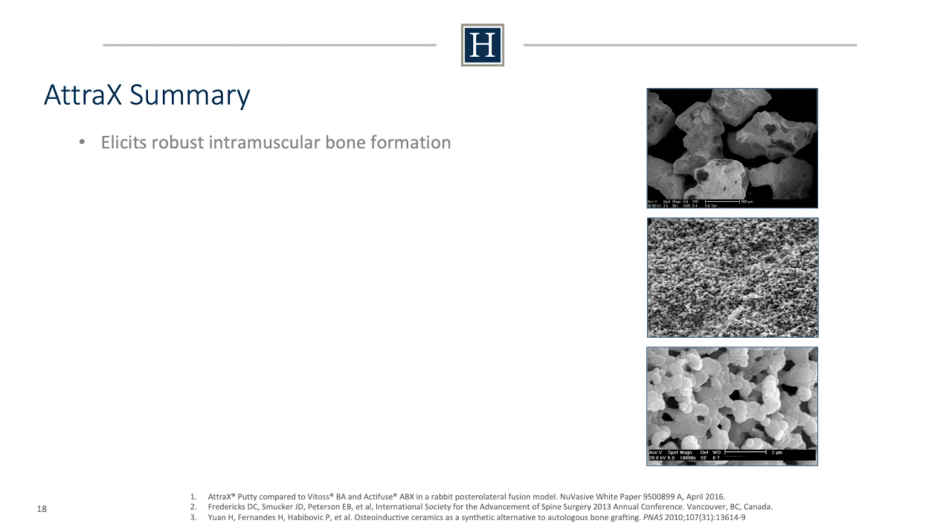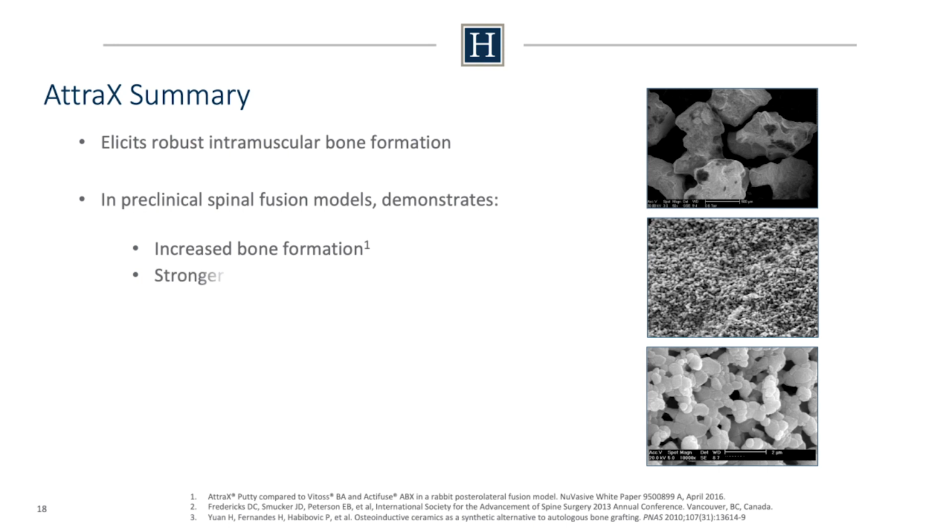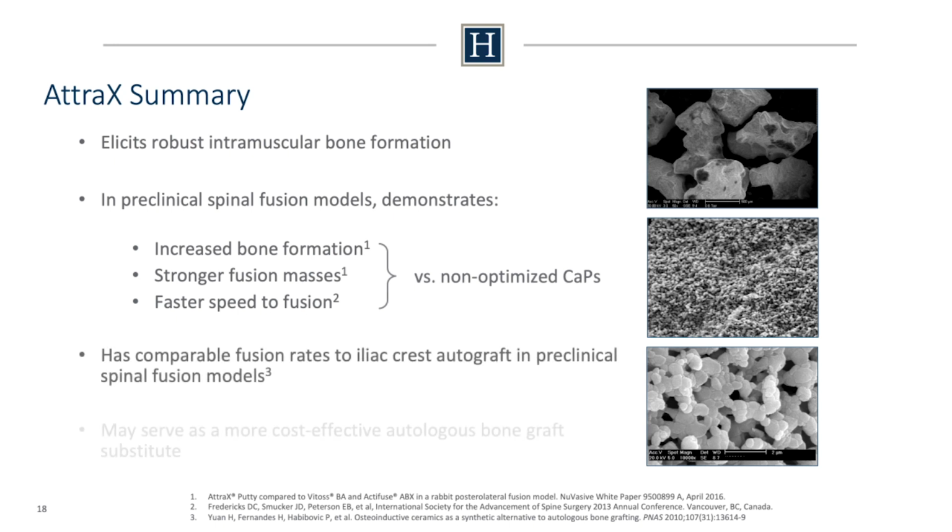In summarizing Attrax, we've seen how it elicits robust intramuscular bone formation without the need to add cells or growth factors. In preclinical spinal fusion models, Attrax demonstrates increased bone formation, stronger fusion masses, and faster speed to fusion compared to non-optimized ceramic scaffolds. Attrax has comparable fusion rates to iliac crest autograft in preclinical spinal fusion models. Lastly, Attrax may serve as a more cost-efficient autologous bone graft substitute, while still providing powerful elements to support the bone fusion process.